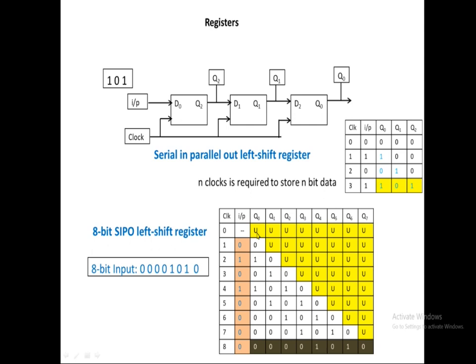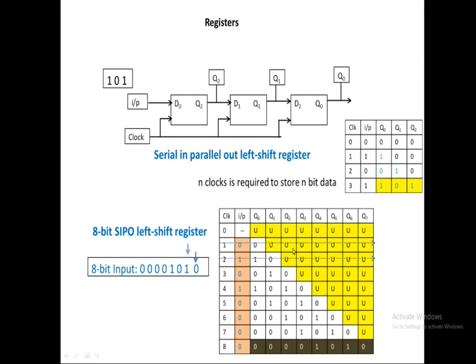And when there is the first clock event, the first input which is 0 will be fed into the last flip-flop, because here we are using a left shift register. So from the left direction we are going to feed input one by one. Here D0, the last flip-flop, is going to receive the input 0. So the output of the 0th flip-flop will be 0, and the rest of the flip-flops will have unknown output.